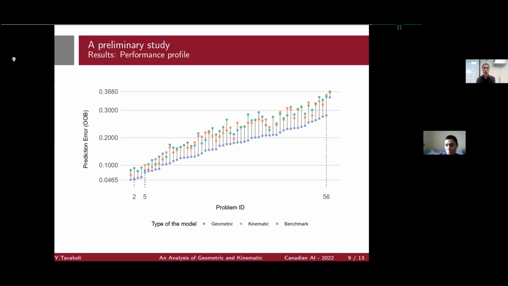Now, I have highlighted 3 problems for simplicity. In problem number 56, which is the classification problem consisting of all the 6 classes, the geometric and kinematic descriptors perform worse on their own. In problem number 2, which is the binary classification between sailing boats and tanker ships, the predictive performance of kinematic descriptors approaches the benchmark.